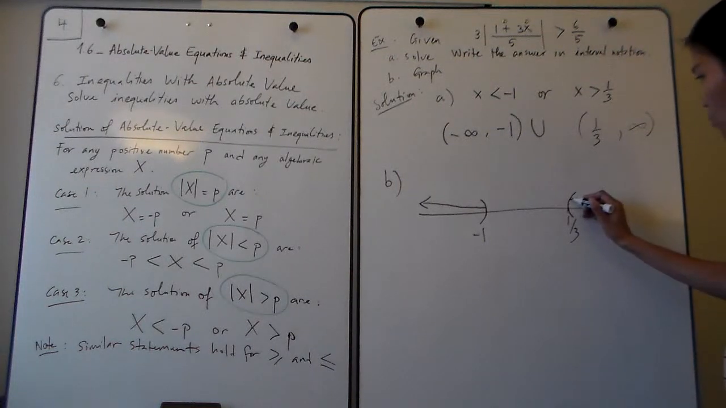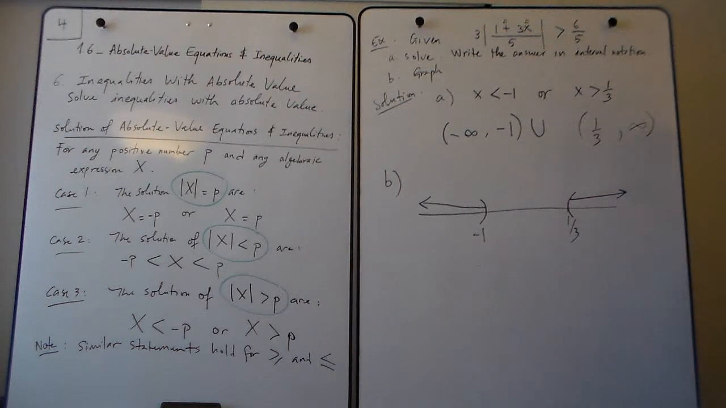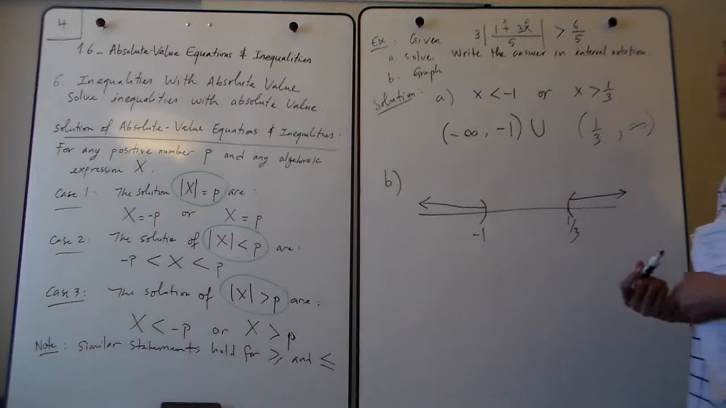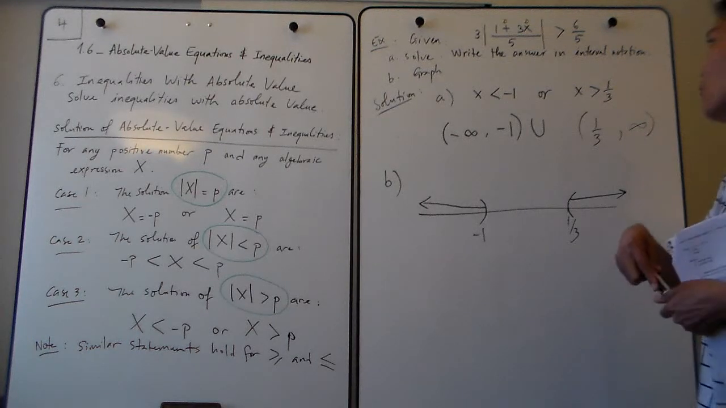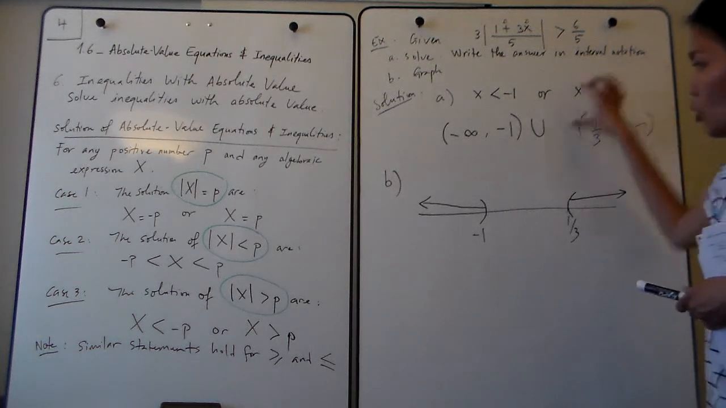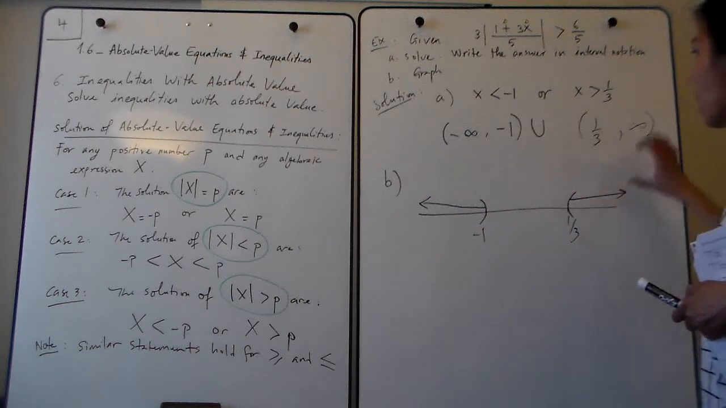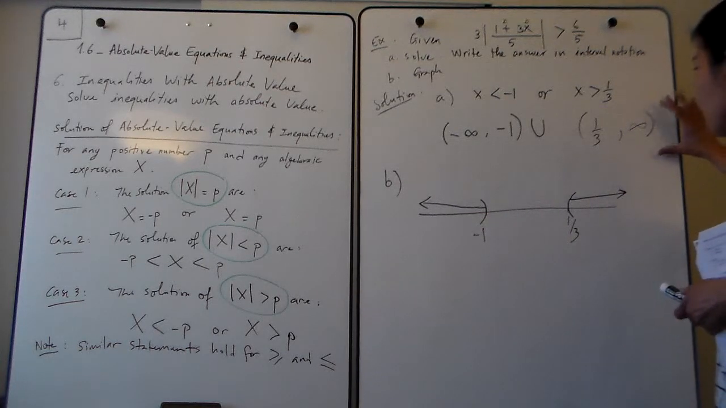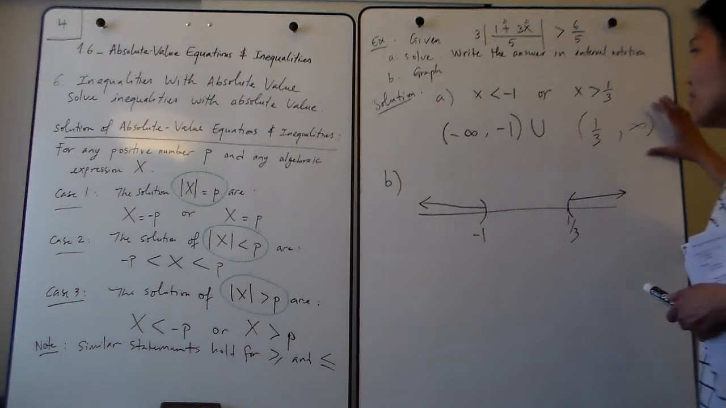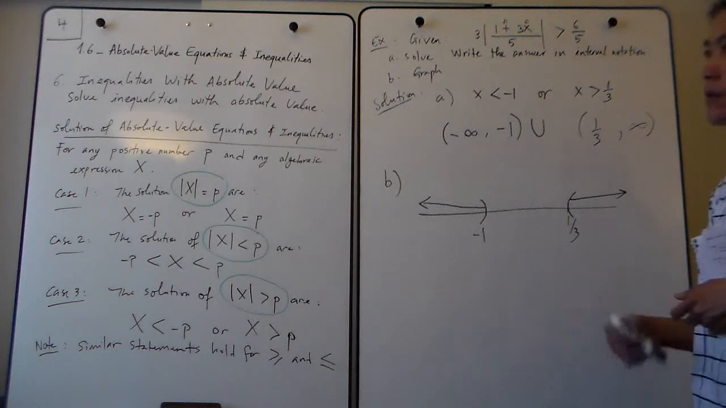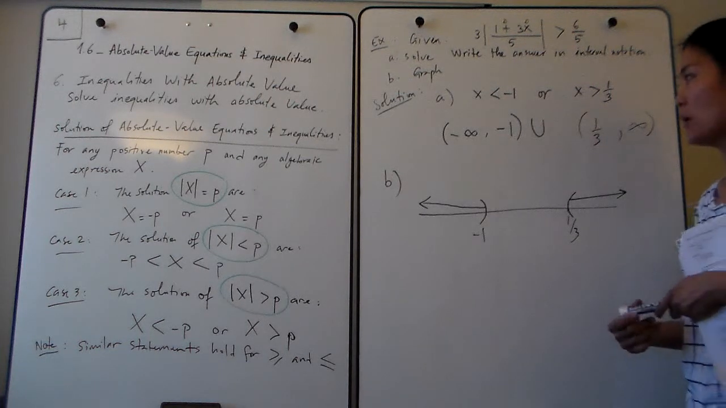Approaching to the right. Now it's really up to you. You can solve this, graph first, and then find the interval notation, or find the answer in interval notation first. It's up to you, so depend on what works for you.